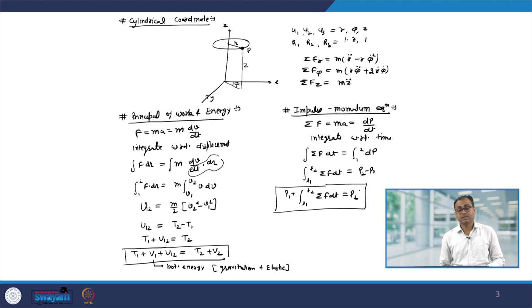So, this equation tells that if the initial momentum is p1 and the linear impulse is this, then the final momentum will be p2.